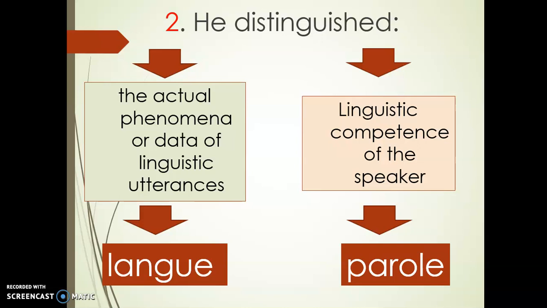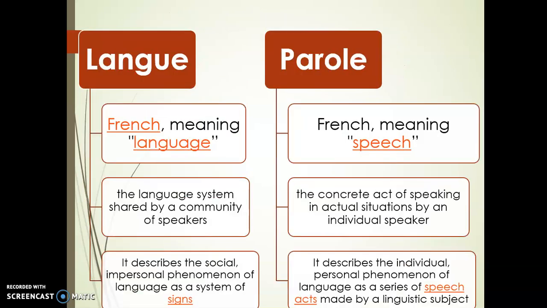Number 2, he distinguished langue and parole. Langue is the linguistic competence of the speaker, and parole is the actual phenomena or data of linguistic utterances. So langue is what the speaker knows, parole is what the speaker produces. In French, langue means language, and parole means speech.